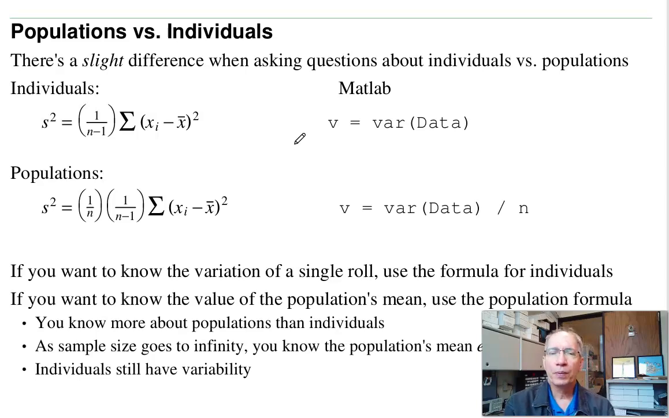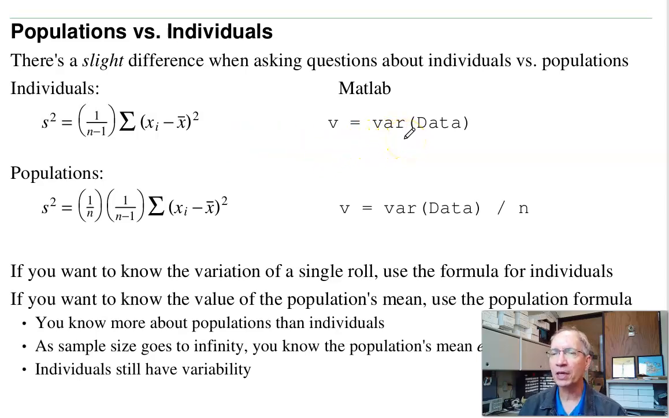Now, the answers with the t-test are slightly different if you're talking about a population versus an individual. For example, if I roll dice, every time I roll the dice, I get a different answer. That variability is going to stay there no matter how many times I roll the dice. For an individual, the variance is just the distance to the mean squared divided by sample size minus 1. That's the MATLAB command variance.